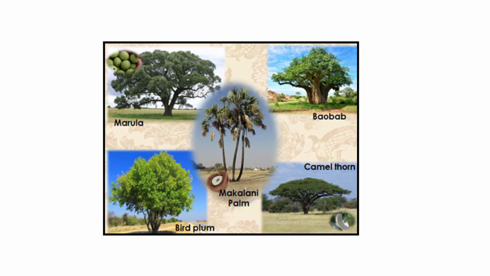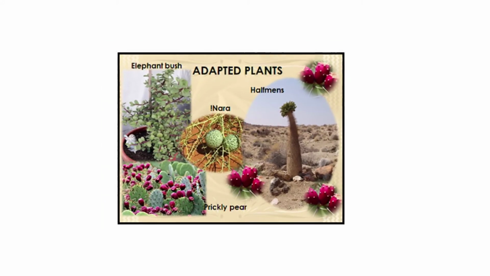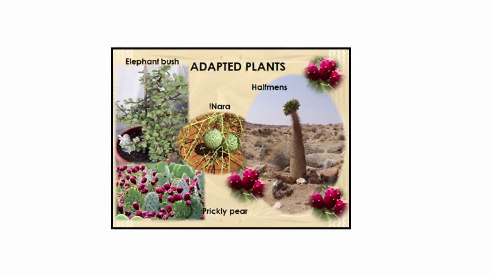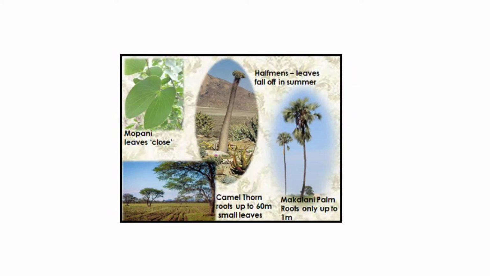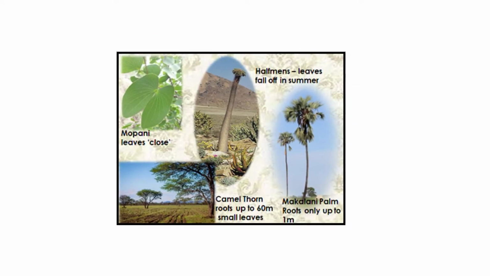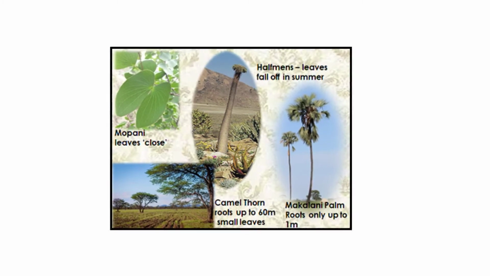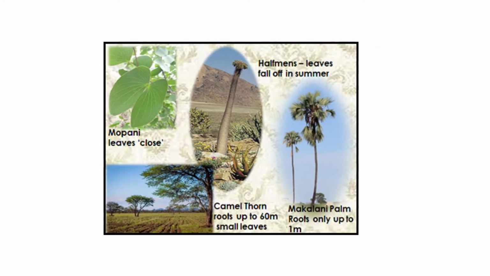Let us see what makes these plants, called xerophytes, so well adapted to arid conditions. Usually, these plants have special means of obtaining, storing, and conserving water. Most of the indigenous trees in Namibia have very long roots that can grow deep down into the soil to reach water, even in times of drought.